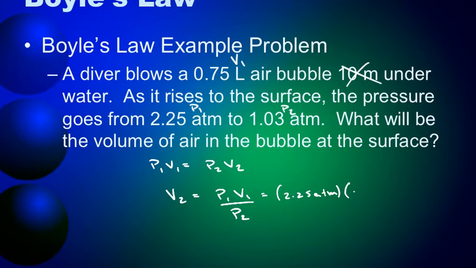The initial volume is 0.75 liters. Okay, so we're going to multiply those together and divide by the final pressure of 1.03 atmospheres. We're going to round our answer to two significant figures because of the 0.75, and I'm going to come up with 1.64, and the unit we're going to have here is liters, because everything else is canceled.